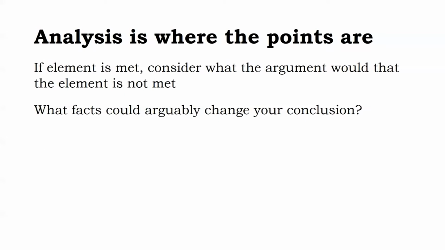As we know, analysis or application is where the points are on a law school essay exam. So if you find that an element is met, consider what the argument would be that it is not met. So let's use an example. Let's say you find the act element met of battery, right? Consider what the attorney for the other side would argue to establish that it wasn't met or to undermine the fact that the other side is arguing it was met. So what facts can you use that might be an argument to support a different conclusion?